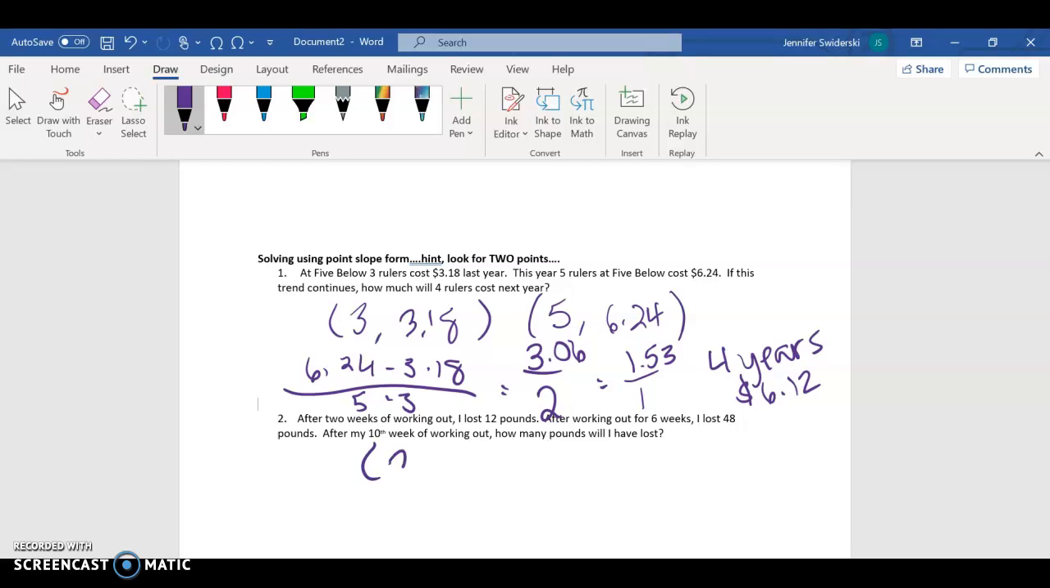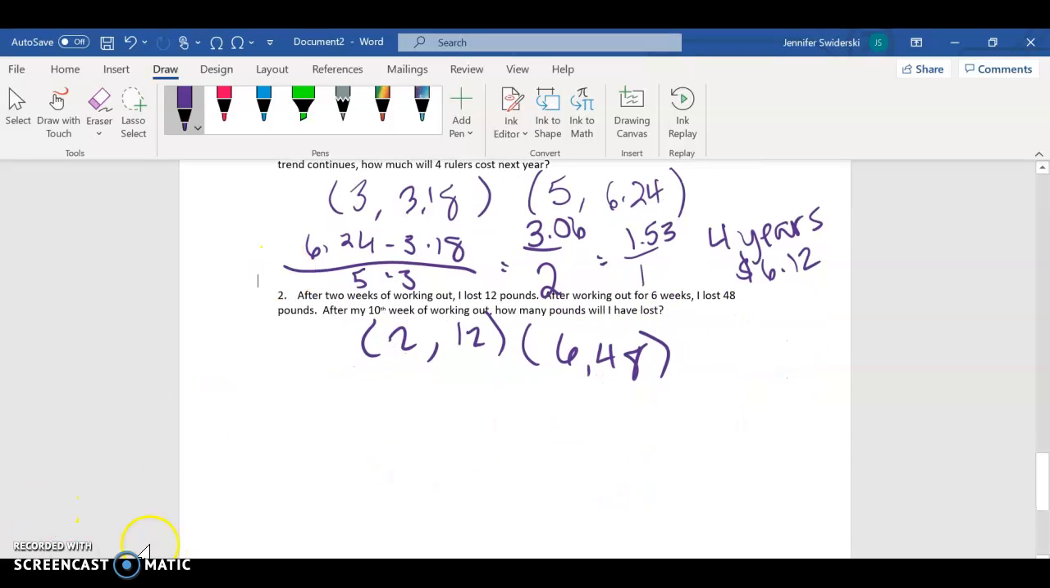Okay. Number 2, it says after my 2 weeks of working out, I lost 12 pounds. So after 2 weeks, lost 12 pounds. After 6 weeks, I lost 48 pounds. After my 10th week of working out, how many pounds have I lost? I want you guys to solve that one on your own. This is part 1 of 2.2.